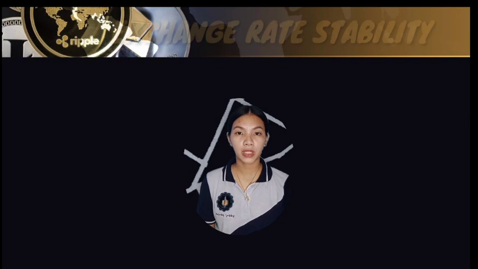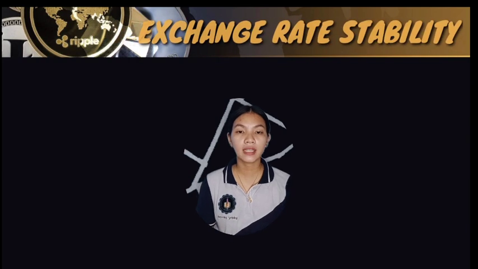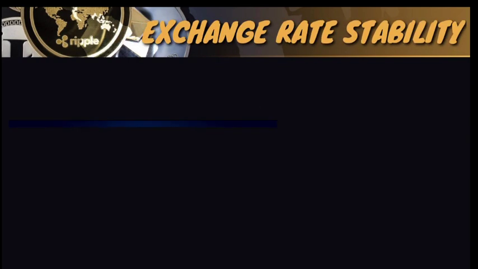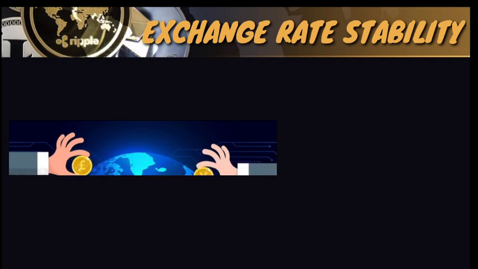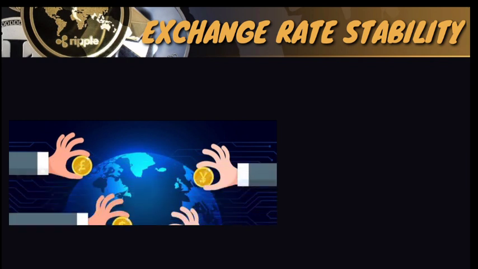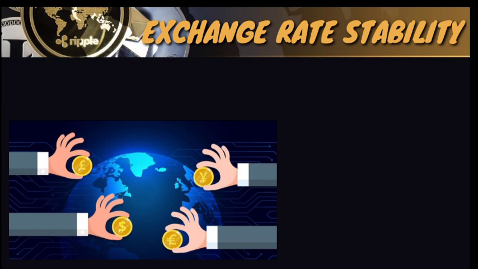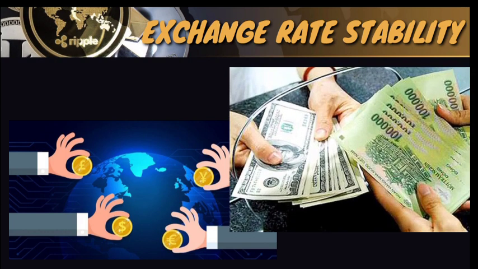So the last objective of monetary policy is the exchange rate stability. So the monetary policy aims at maintaining the relative stability in the exchange rate. So this system will correct the equilibrium in the balance of payments and exchange stability will be maintained. It regulates the exchange rates between domestic and foreign currencies.